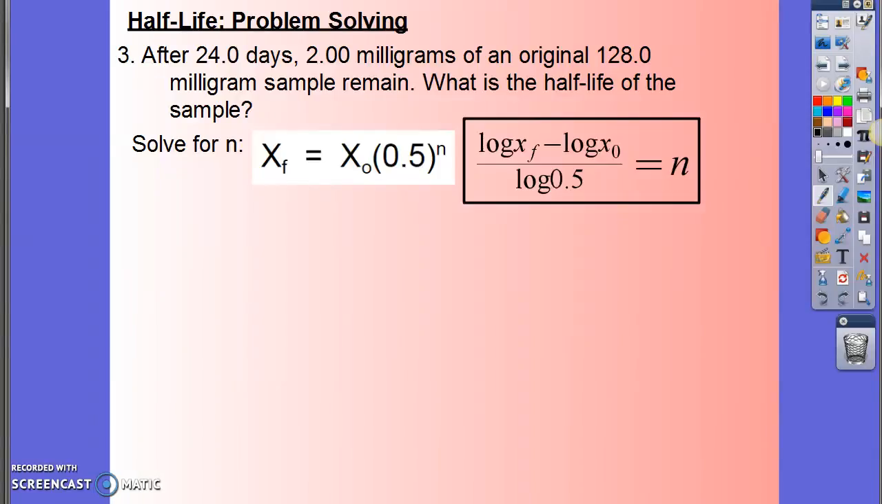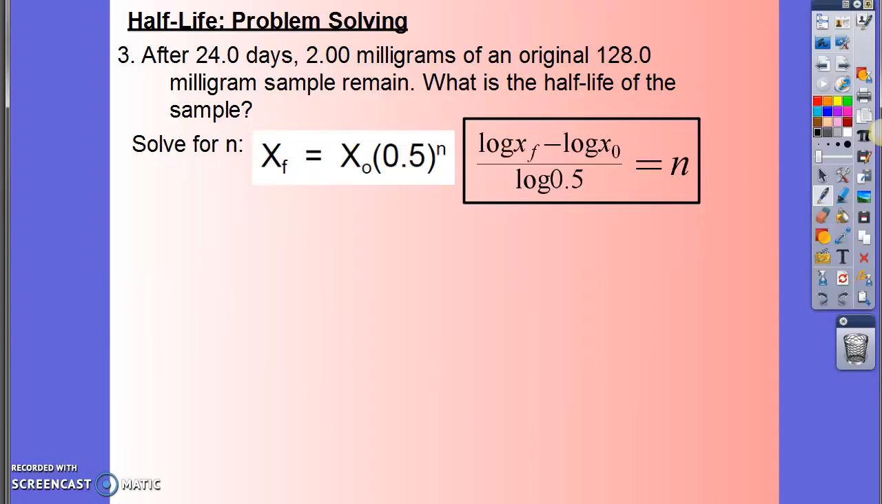So here's an example of a problem in which we will need to use this log equation that helps us to find the value of n, or the number of half-lives. In this problem, we are given an amount of time that we're waiting, 24 days. We're given an amount of material that is left from an original sample, and we are asked what is the half-life. So let's read the question.